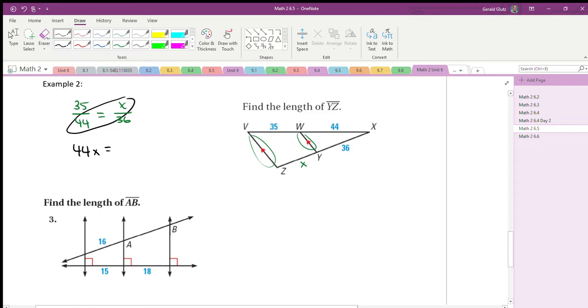I don't happen to know that off the top of my head, so let me use my calculator real quick. So 1260. And divide both sides by 44. So x is equal to 28.64.